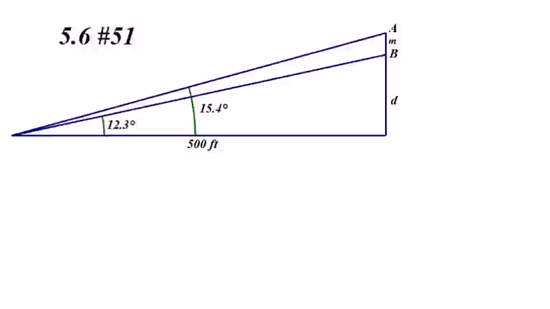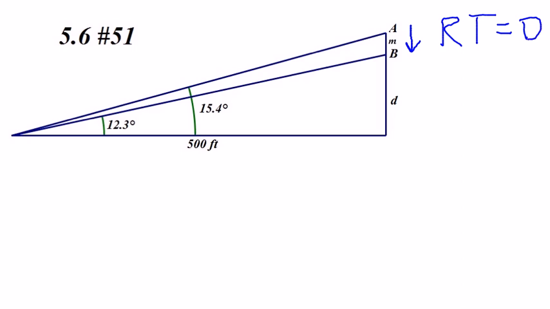Here's number 51 on section 5.6. We're trying to determine the speed of a car traveling from point A to point B. And because the information we have here is about distances on the sides of right triangles, we need to remember one important thing, and that is that rate times time equals distance.